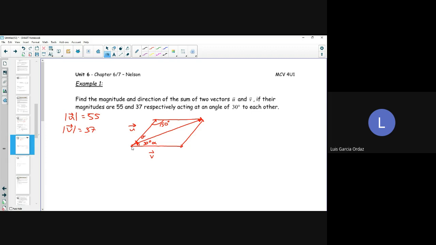So now, in order for me to find this angle over here, what do I need to find? What can I do to, no, not finding the angle. What can I do to figure out my resultant vector? Remember, this is u plus v. What can I do to find my resultant vector? What law, sine or cosine?